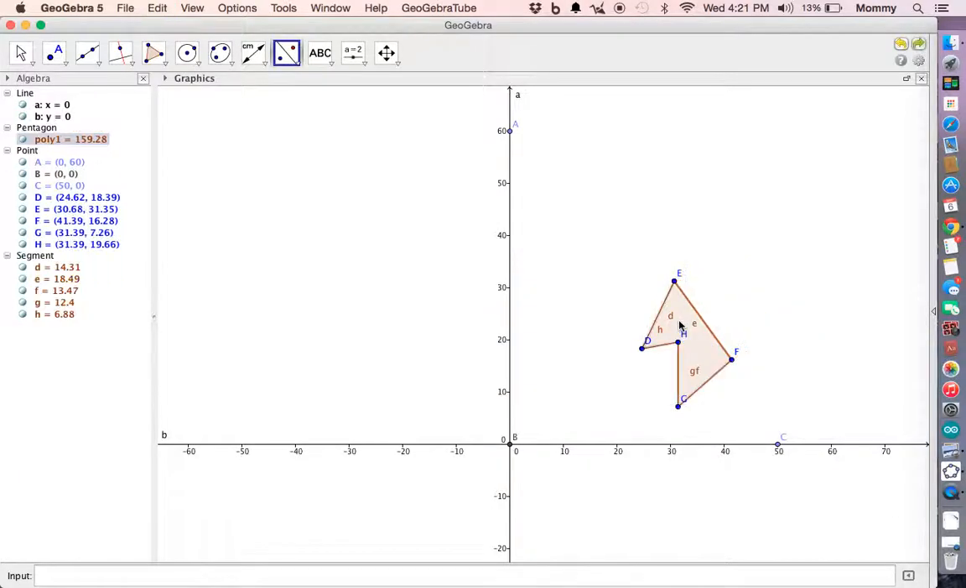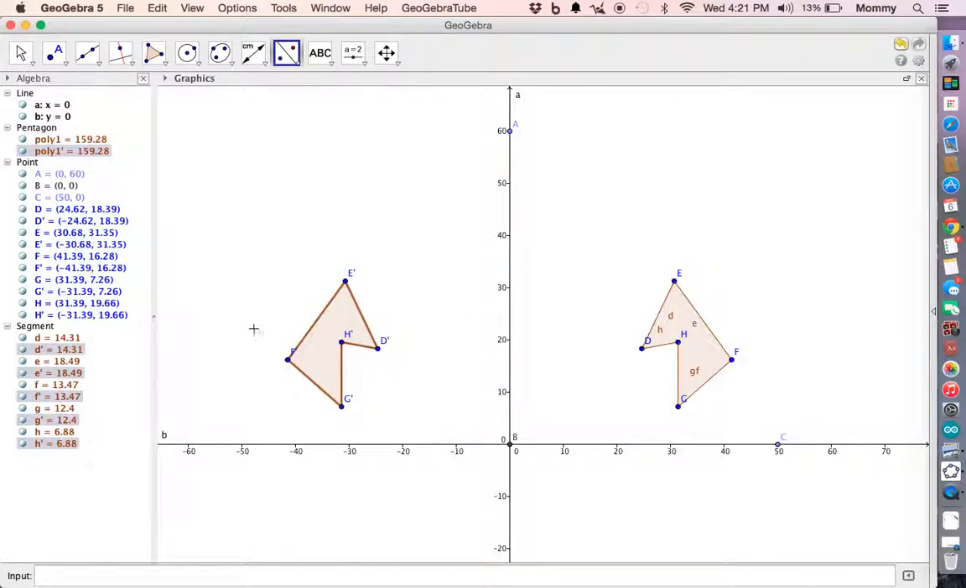Uh-oh. That used this line as a line of reflection, but that's not what we want. We want this object and this line. And it reflects as a mirror reflection, so it's opposite, but it's the same size, same shape. It is just reflected in an opposite way across the line.